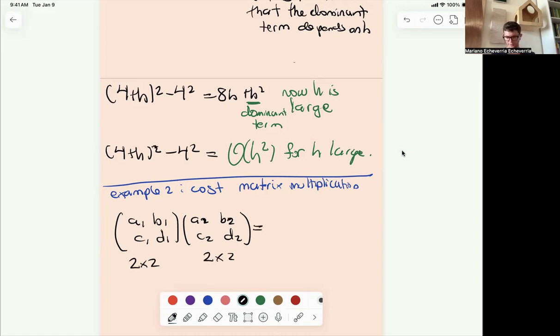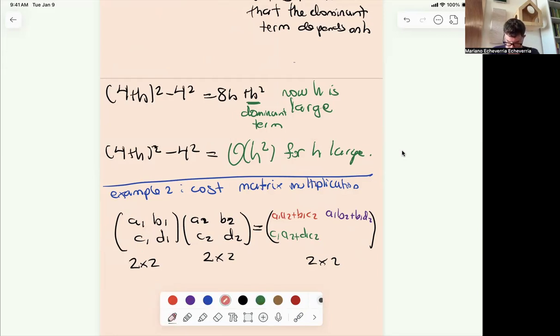As you hopefully remember, the product of two by two matrices is going to be 2 by 2. And what are the entries of this matrix? You do the dot product. The first entry would be A1, A2 plus B1, C2. Then you do this one with this one, and that's the second entry: A1, B2 plus B1, D2. And then this one with this one, you get C1, A2 plus D1, C2.